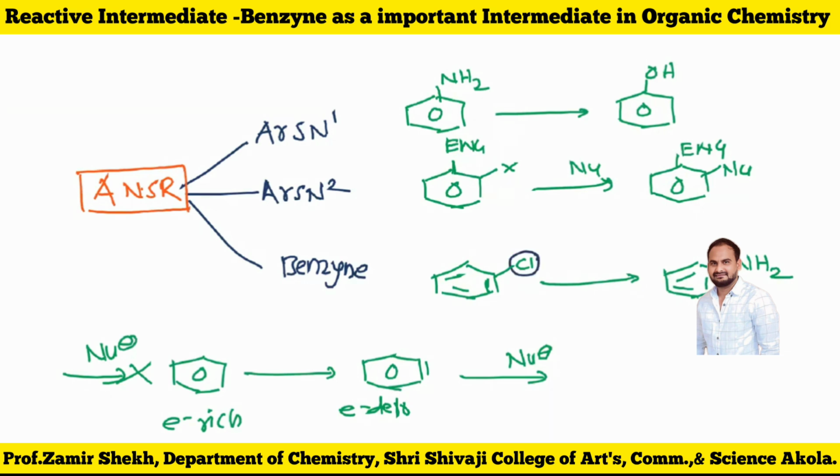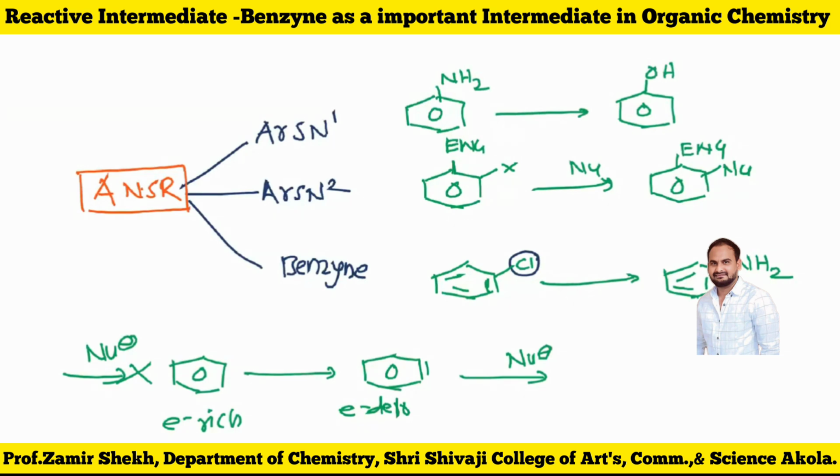It's very difficult now. You know the Dow process from chlorobenzene to phenol. It requires very drastic conditions; only under drastic conditions can I prepare phenol from chlorobenzene. But at room temperature, such reactions are not feasible. Why? Because benzene is an electron-rich molecule, so we cannot add a nucleophile.